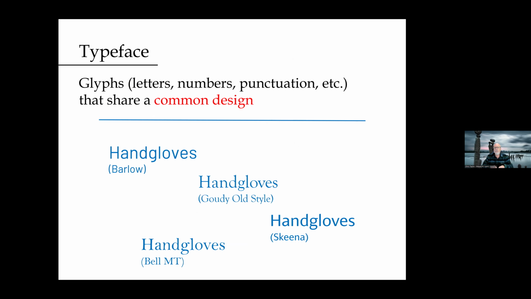So let's define, going down from the basics right up to what is a font. So typeface: it's the glyphs, those individual letters, numbers, punctuation, and so forth, that share a common design. So we see 4 examples of typefaces here: Barlow, Goudy Old Style, Skeena, and Bell MT. Now, you might actually be forgiven if right now you look at Barlow and Skeena and you say, oh, they're pretty much the same. Or you look at Goudy Old Style and Bell MT and you think, well, they're the same. We'll see how these really differ in minor things, but they add up to an overall effect.